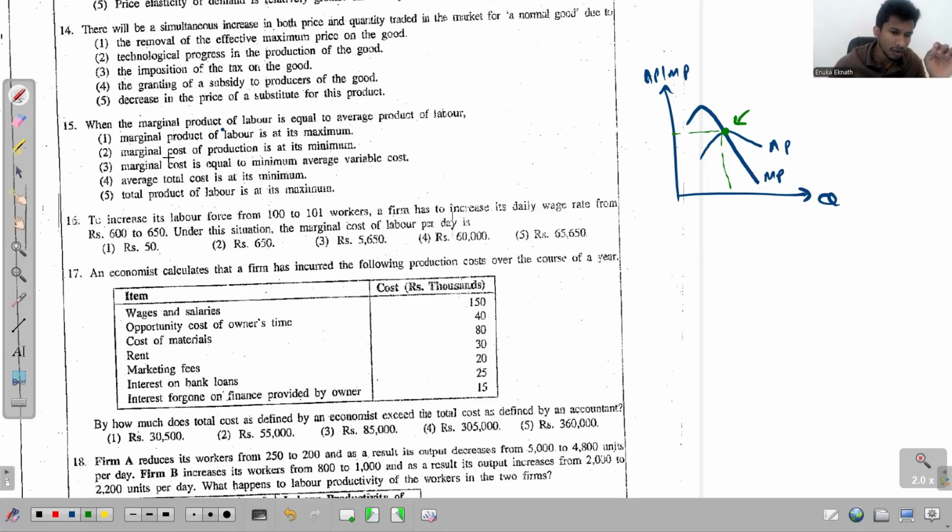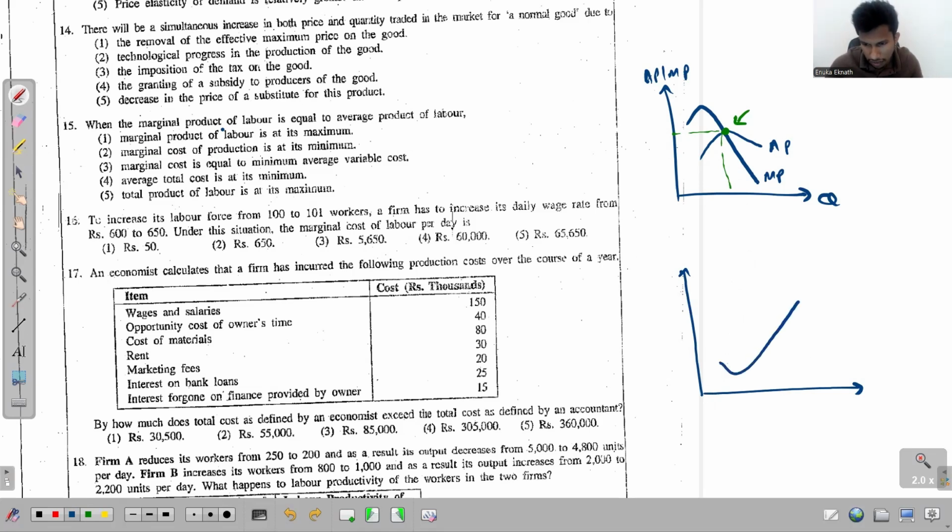Right, so that's wrong. The second one, marginal cost of production is at its minimum. Here we have drawn only the product curves, not the cost curves. So we will once again draw the product curves in order to analyze this given statement. We have discussed this in our theory classes. When the marginal product changes in this way, the upside down reflection of that curve is the marginal cost curve, right?